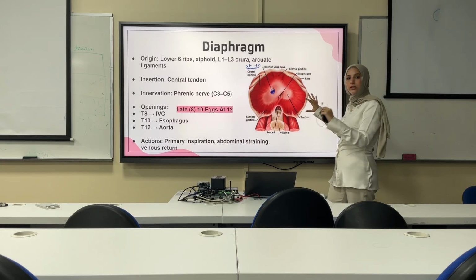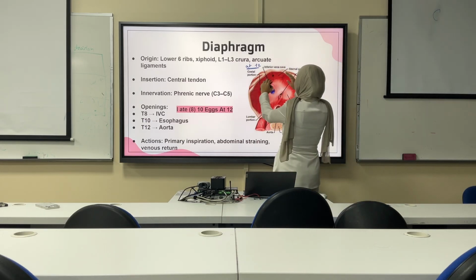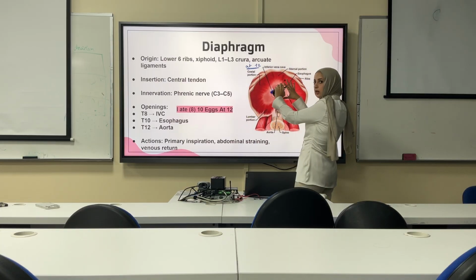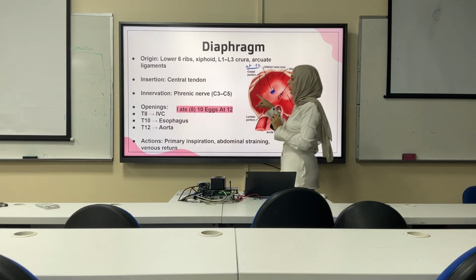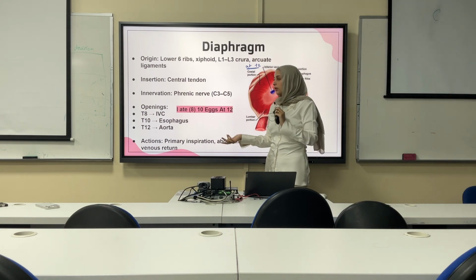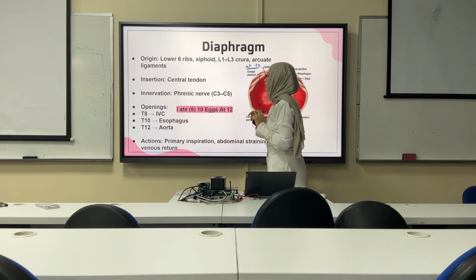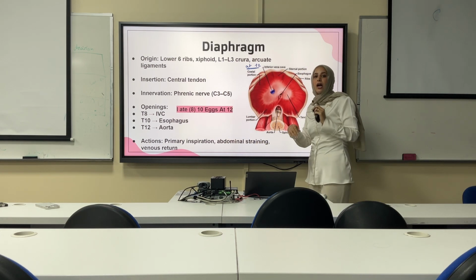Insertion: they insert into the central tendon, so it actually comes from all around and then inserts in the central tendon in the middle. Okay, what is the innervation? It's the phrenic nerve, from C3 to C5. Now we have 3 openings.